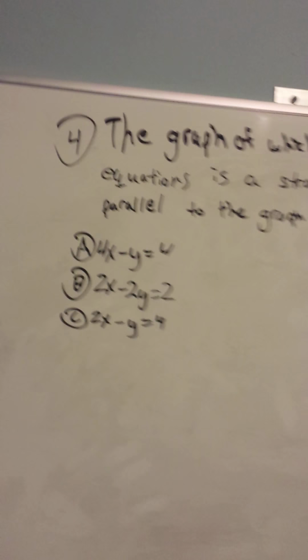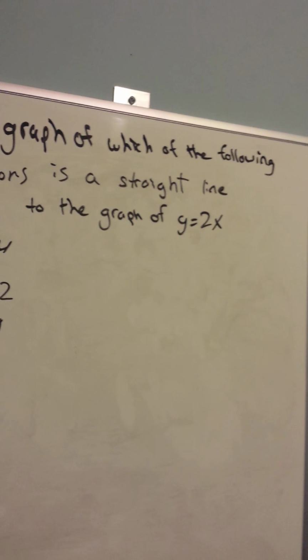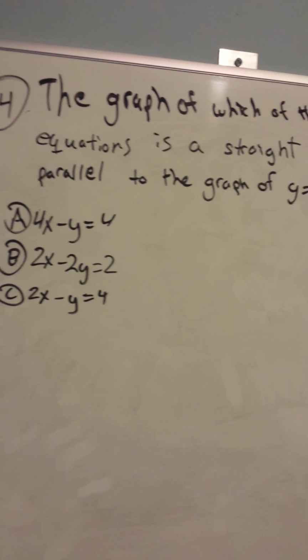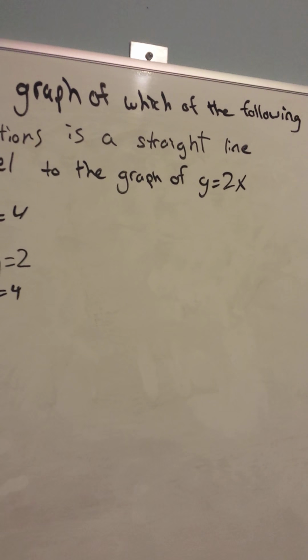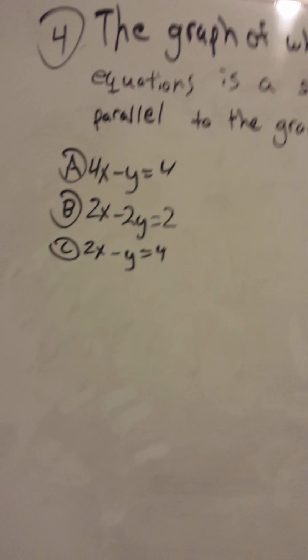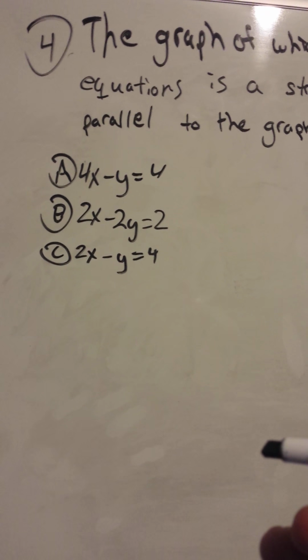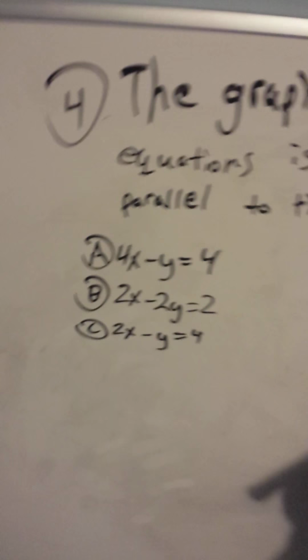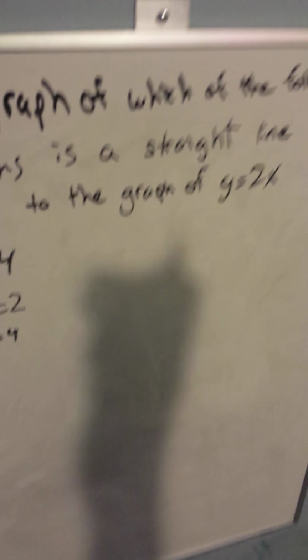Okay, this is number 4. The graph of the following equations is a straight line parallel to the graph of y is equal to x. So I didn't write down all the multiple choice because I felt like it was a waste of time, to be honest. So I wrote down the first 3 possibilities and we'll go over them. If it's not one of them, then I'll point out which is the correct answer through explanation.